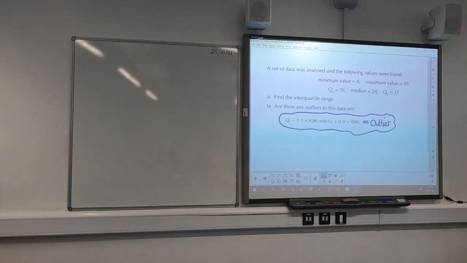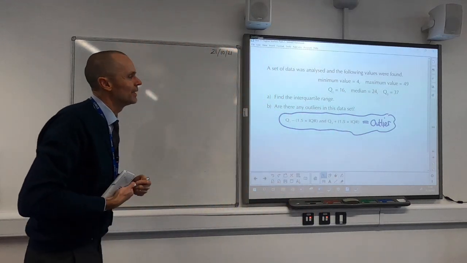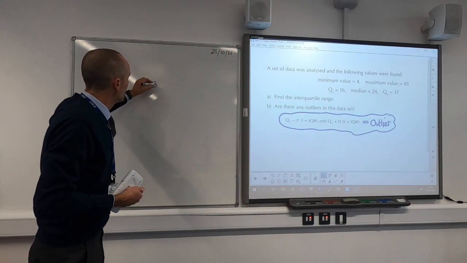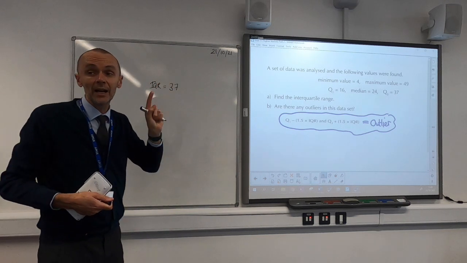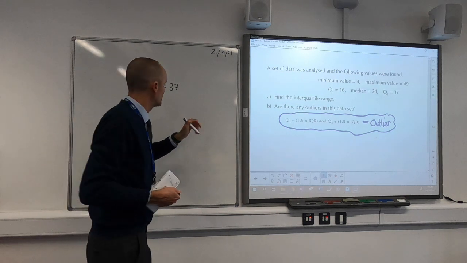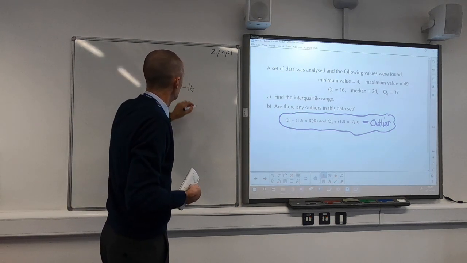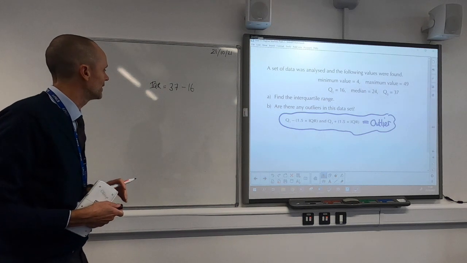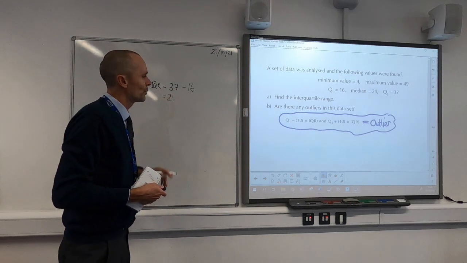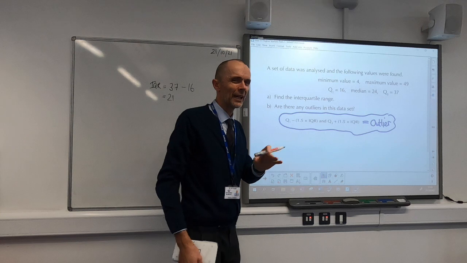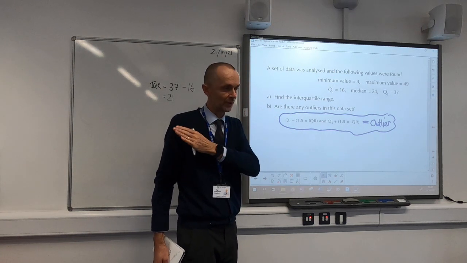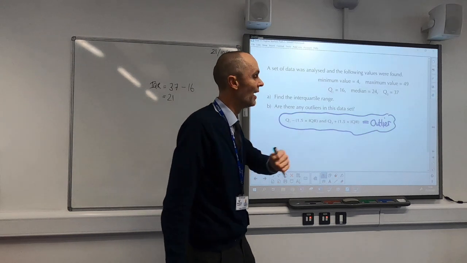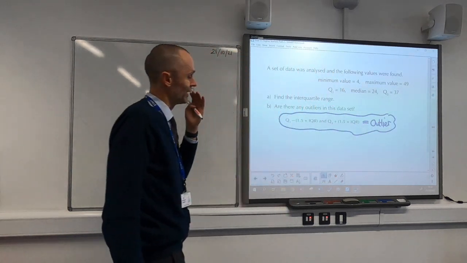Right, forgive me for not putting this on the revision list, but it just didn't seem worth it. So my interquartile range is Q3, the upper quartile, 37, take away the lower quartile Q1, which is 16, so that's 21. And remember how we work out the median, that's the middle value. The lower quartile is the median of the values below the median, upper quartile the median of the values above the median.